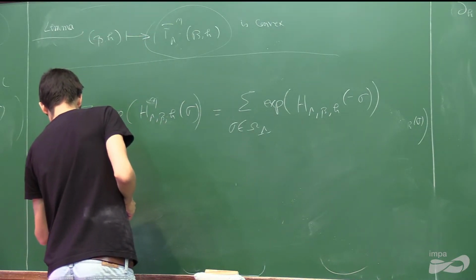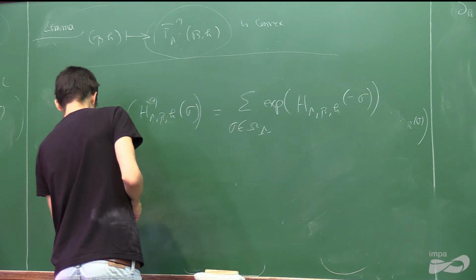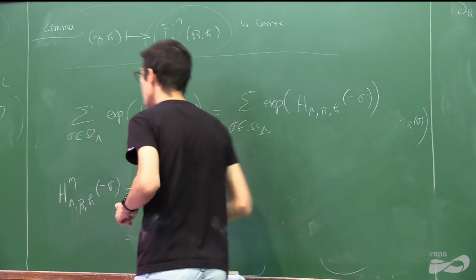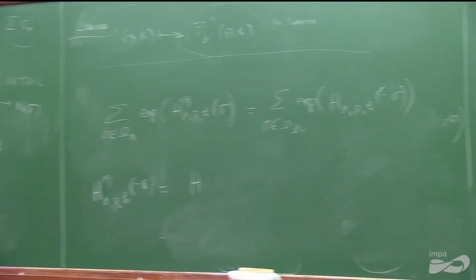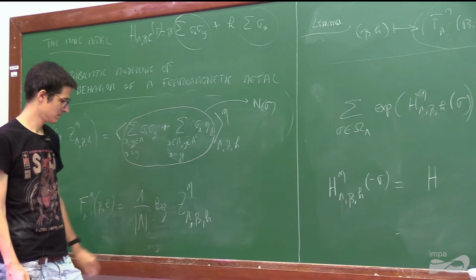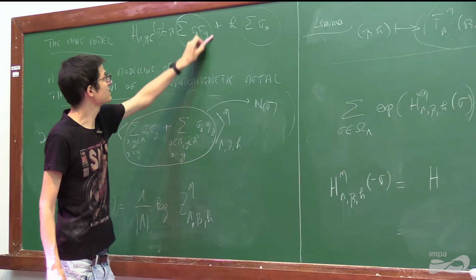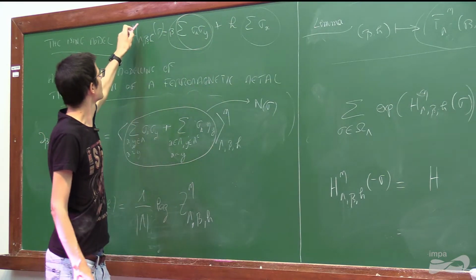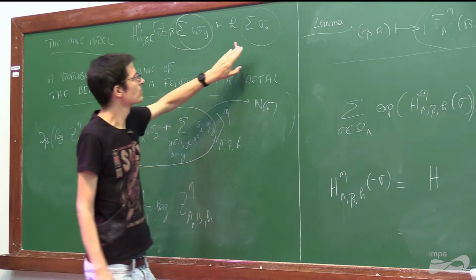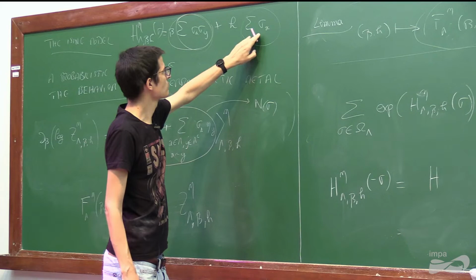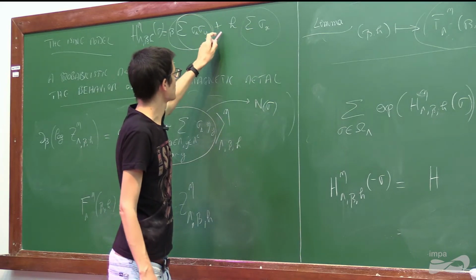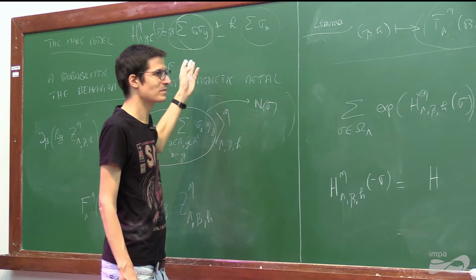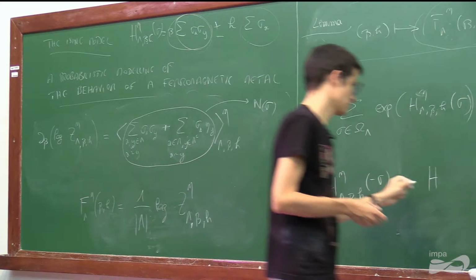h eta lambda beta h of minus sigma, it is equal to, okay, so if you change sigma by minus sigma, you're not changing anything here. Here you're changing this by a minus, so you'll be adding a minus here. So you're basically changing h by minus h.